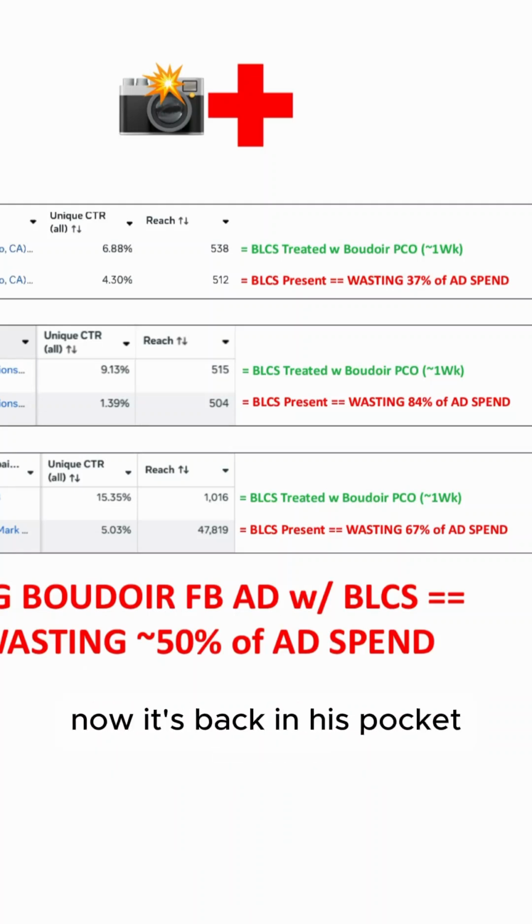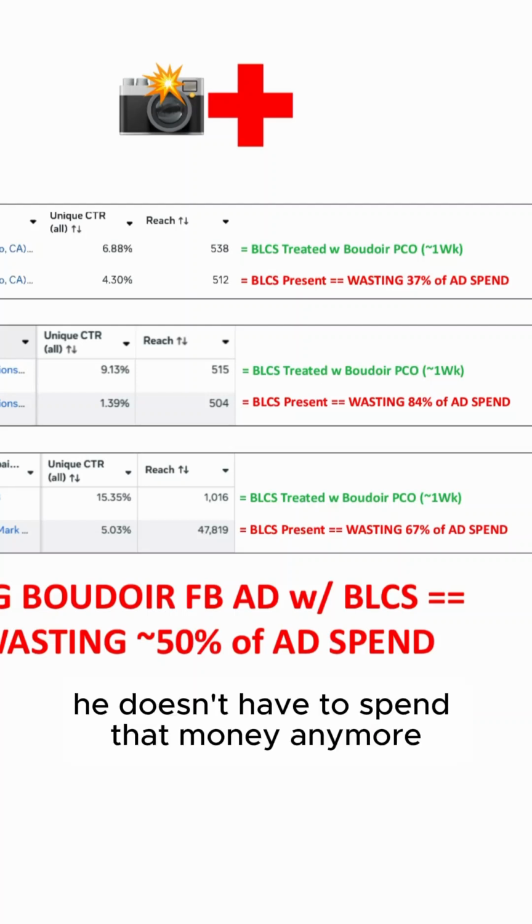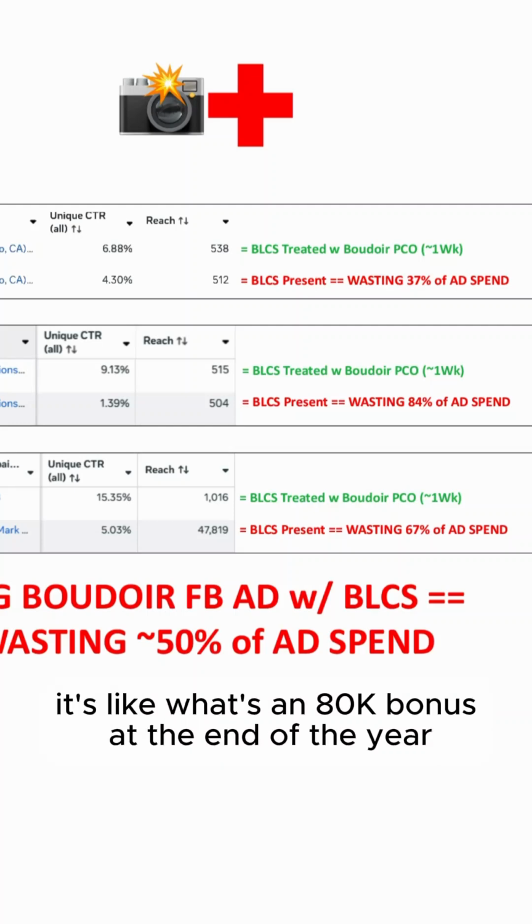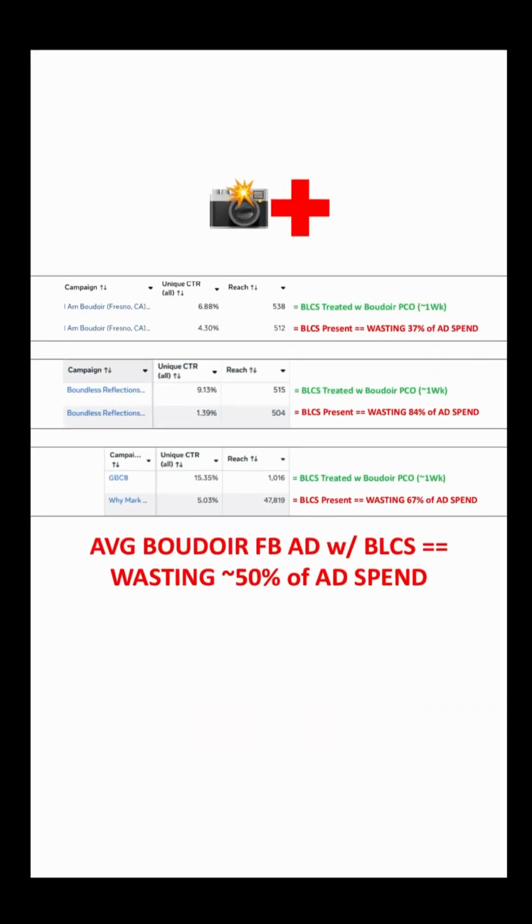Now it's back in his pocket every single month. He doesn't have to spend that money anymore. And it's like, what's an 80K bonus at the end of the year, something like that.